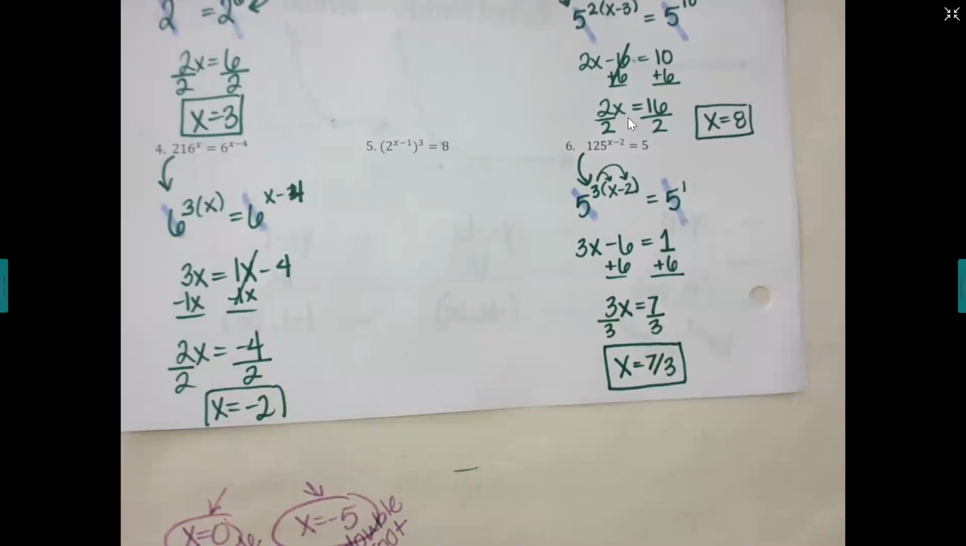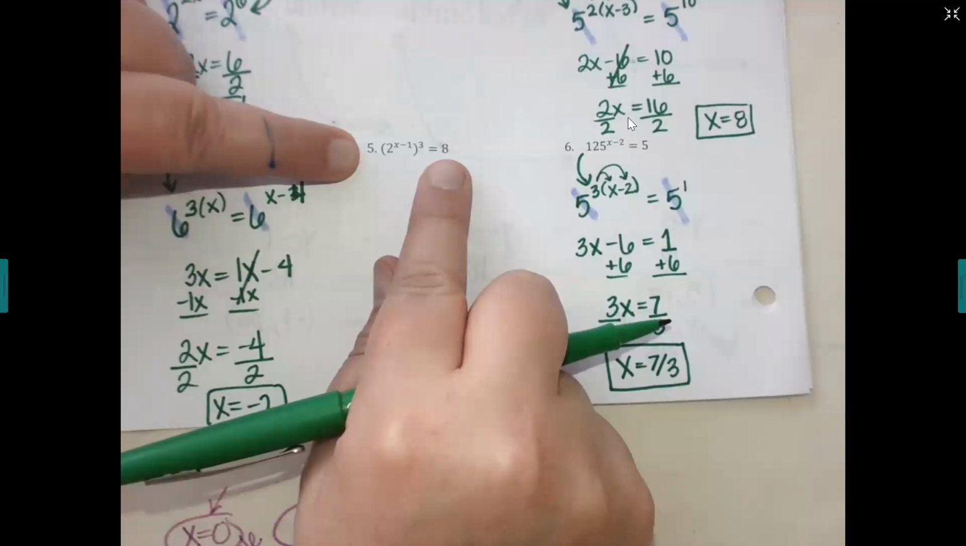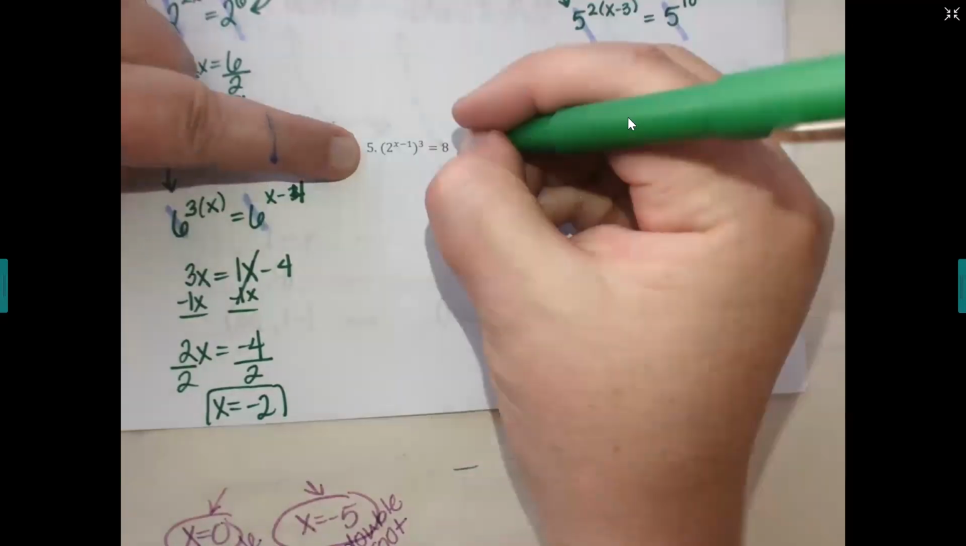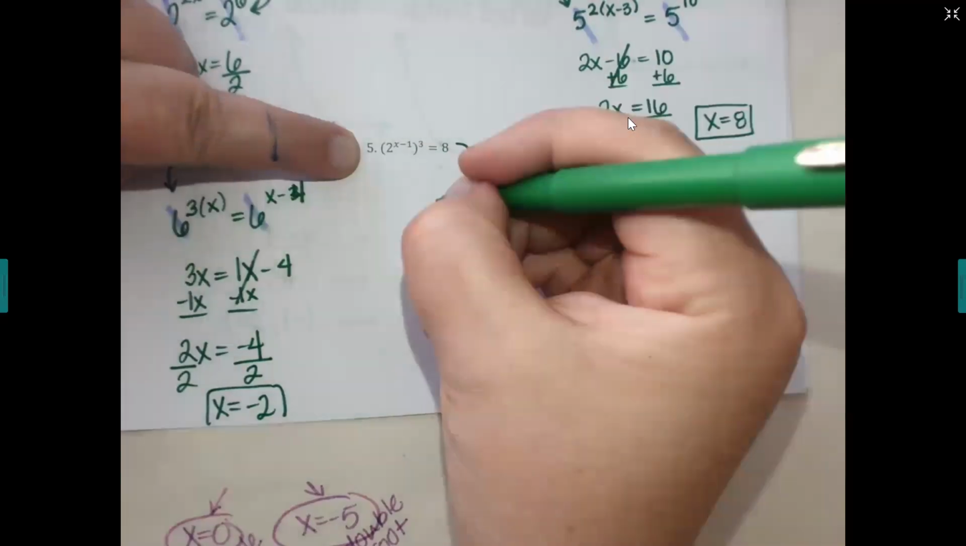Okay, last one, number 5, we're not gonna do it, we're just gonna set it up. What chart should you be looking at for number 5? 8. Okay, so I'm looking for 8, but in what chart? The 2's chart. Do you see how you're trying to make the bigger number match the smaller number? So what is 8 as a power of 2? 2 to the 3rd. So I'll have 2 to the 3rd equals.